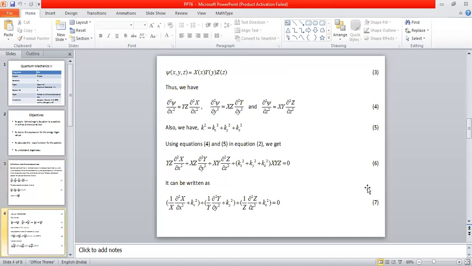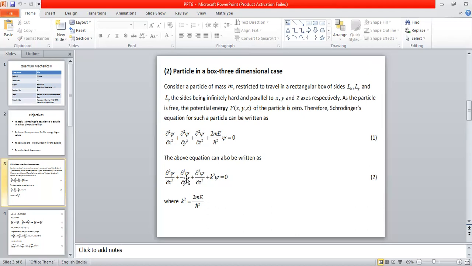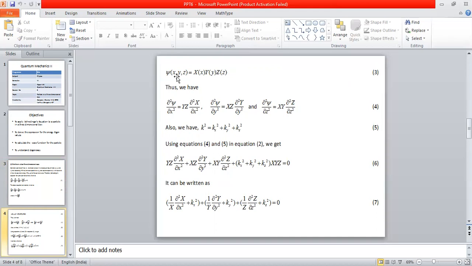Now in order to solve this equation 2, we are adopting a standard method, that is what we call separation of variables. This whole wave function ψ, which is a function of x, y, z coordinates, can be treated as a product of three different functions. So ψ is a function of X, capital X, which is a function of the x coordinate. Similarly, capital Y is a function of the y coordinate, and capital Z is a function of the z coordinate.